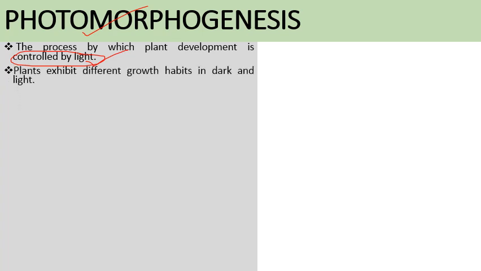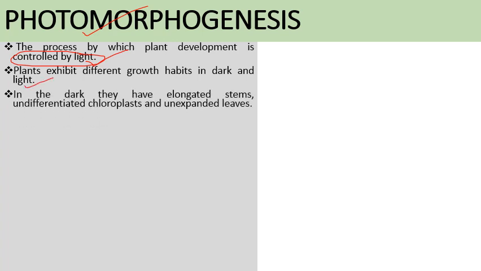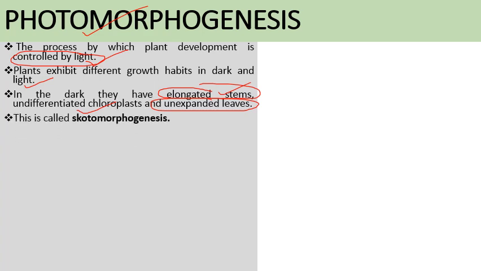Next is photomorphogenesis. The process by which plant development is controlled by light is known as photomorphogenesis. So when light controls the development of plant, that process is known as photomorphogenesis. Plants exhibit different growth and habits in dark and light. In dark, they have elongated stem, undifferentiated chloroplast, and unexpanded leaves. So these plants are commonly known as etiolated plants. And this is called scotomorphogenesis.